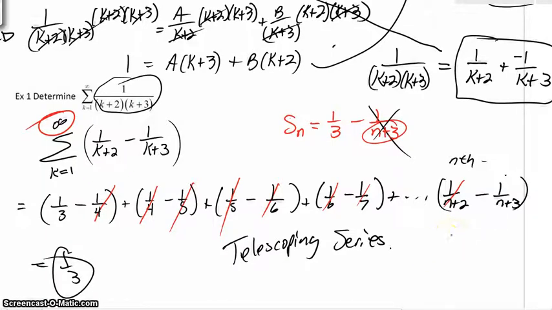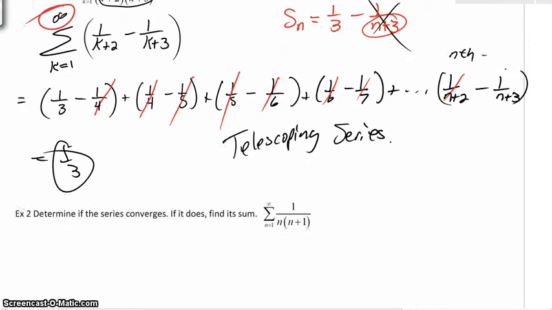And have you ever seen what happens when they push together? It all collapses, doesn't it? So here you've got this really long expansion that pushes together and it all cancels out. That's why we call it a telescoping series. Okay? All right. Well, let's see where we're going next.